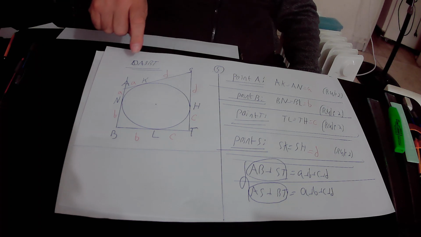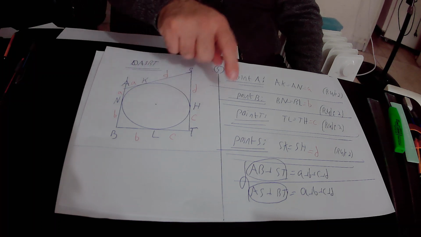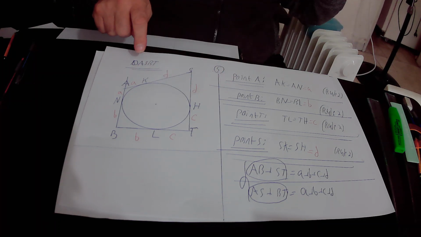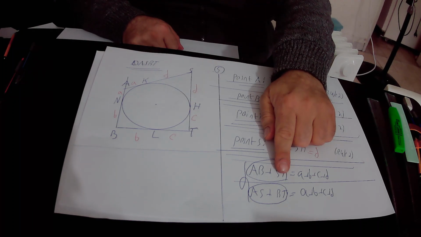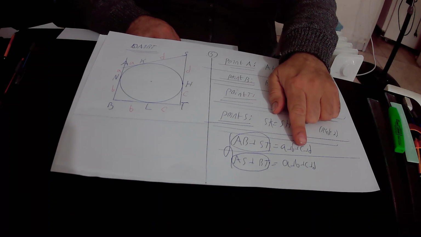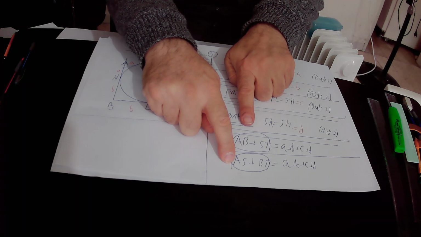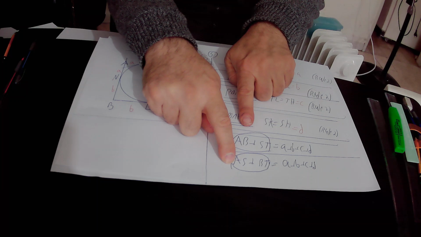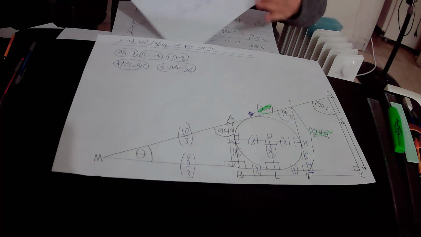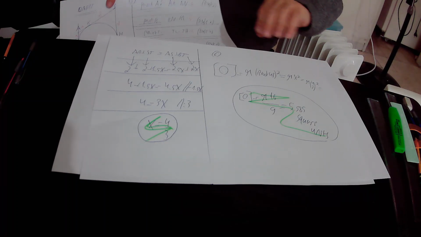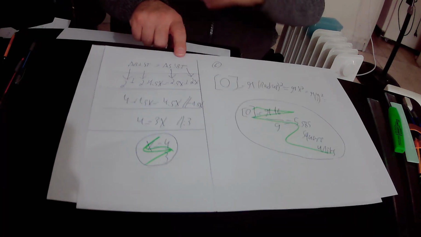Then we add side AS to the opposite side BT. What is the value of AS plus BT? From the diagram, it is very easy to see that AS plus BT in total equals A plus B plus C plus D. So AS plus BT also equals A plus B plus C plus D. Those two expressions are both equal to A plus B plus C plus D, therefore they are equal to each other. That is to say, AB plus ST equals AS plus BT.